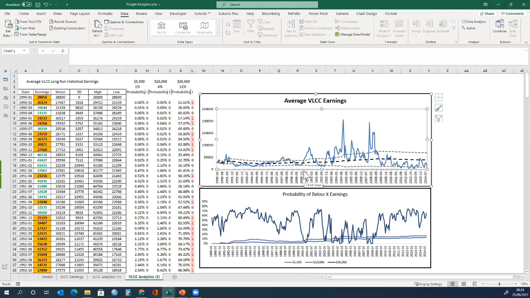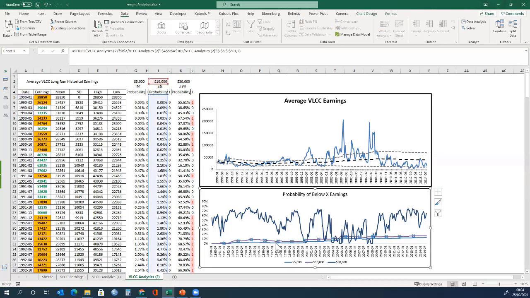Again, we have the probability of earnings being below certain values, $5,000, $10,000 and $30,000. The calculation of these probabilities are based on this dynamic structure, which is illustrated in this plot. The probability is very low for earnings under $5,000 and $10,000. But at the $30,000, the probability is much higher, at around 51%.